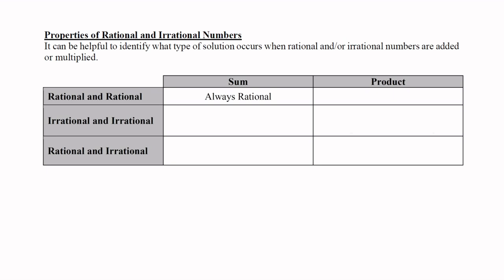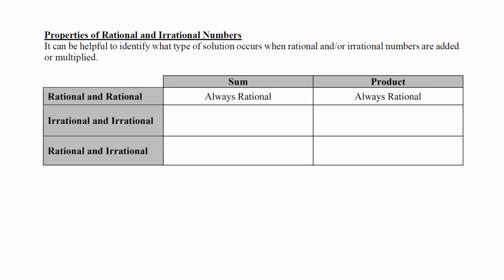Now, what if we were to multiply two rational numbers? Well, multiply two things that are fractions together, and you're still always going to get a rational number out of it. Okay, so it's fairly simple. If you have two rational numbers, you add them together, you get a rational result. You multiply them together, you also get a rational result.